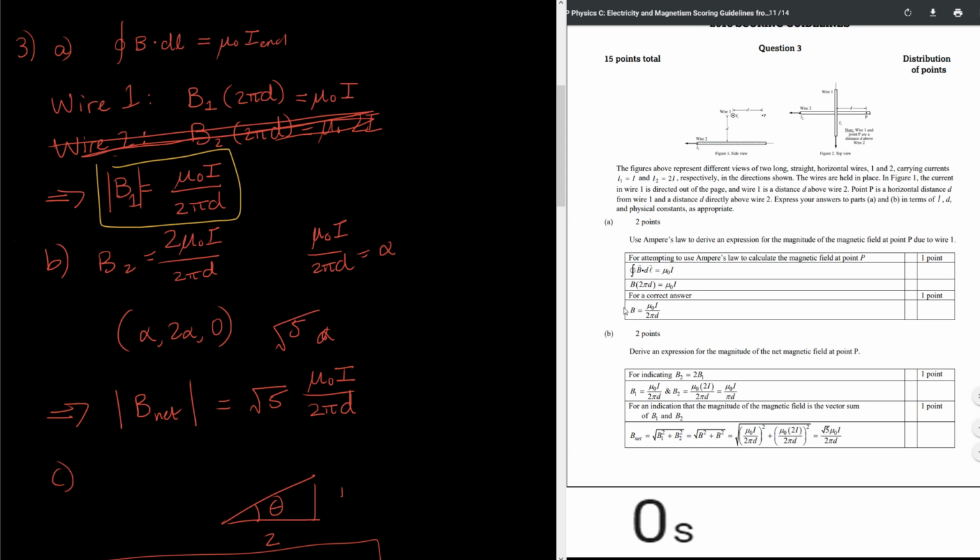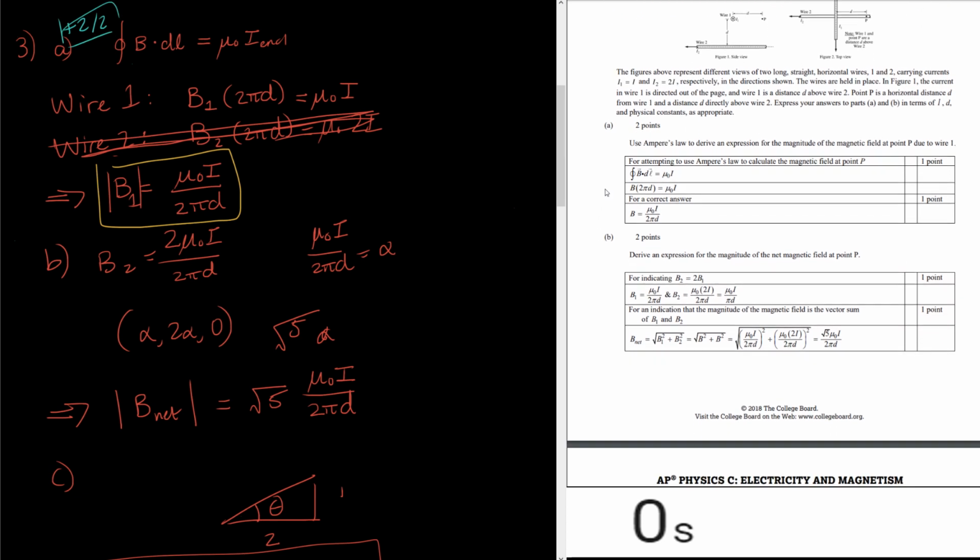Use Ampere's law to derive an expression for the magnitude of the magnetic field at point P due to wire 1. All right, we've got our Ampere's law. We substitute in 2 pi d, mu naught I, and we get a correct answer. So we get plus 2 out of 2 on A.